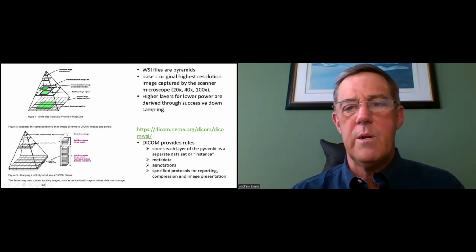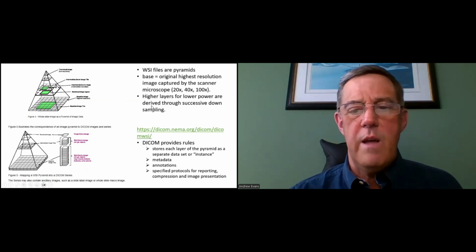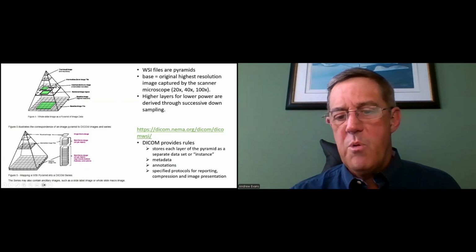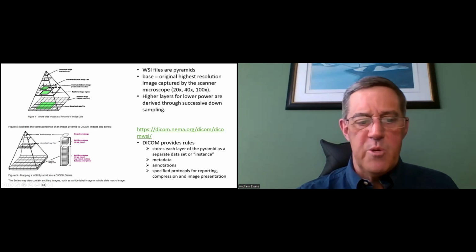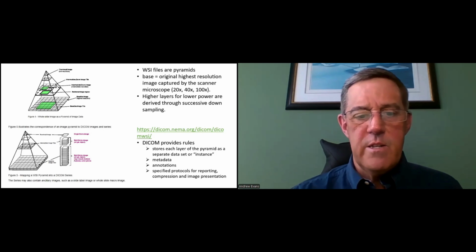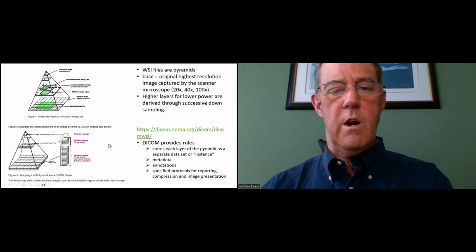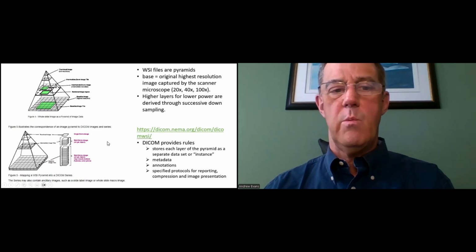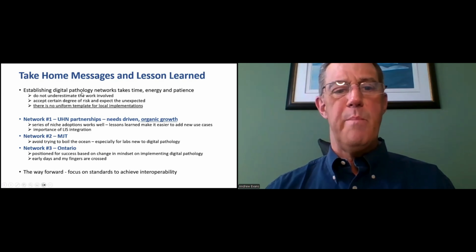So these are pyramidal images where the base of the pyramid is the highest resolution captured by the scanner, and the higher layers going up are for lower power, and they're derived through successive downsampling. And DICOM provides these rules for storing each layer as a separate data set or instance, along with metadata annotations, and providing specified protocols for reporting, compression, and image presentation. So this is really something that needs to be done to implement a network effectively, to share complete information with digital path images. And with that, I'll just finish with my take-home messages here.